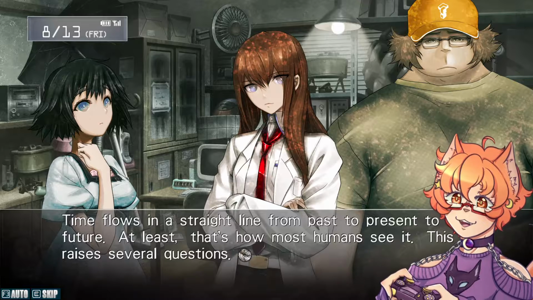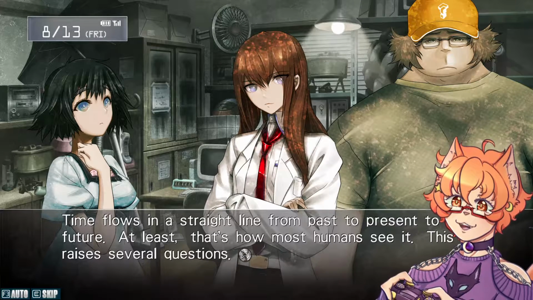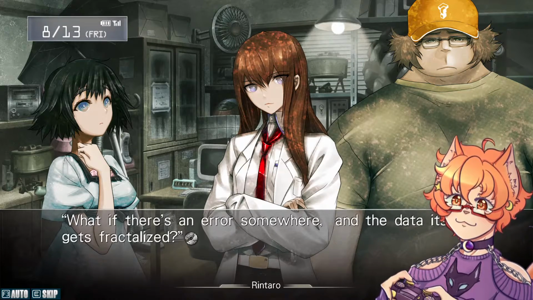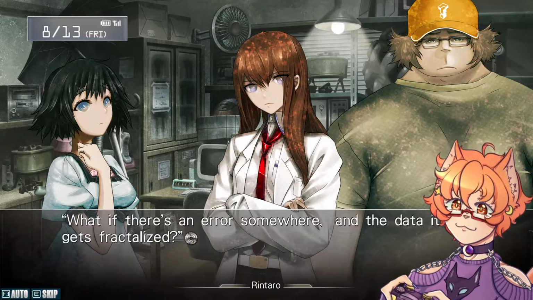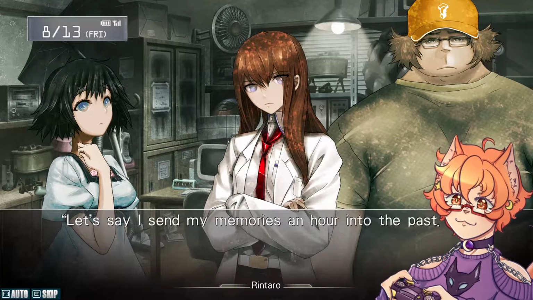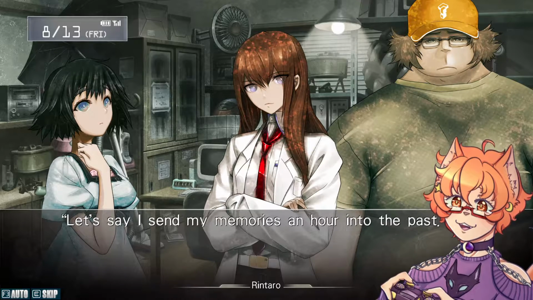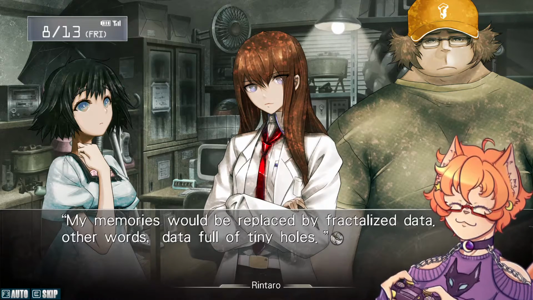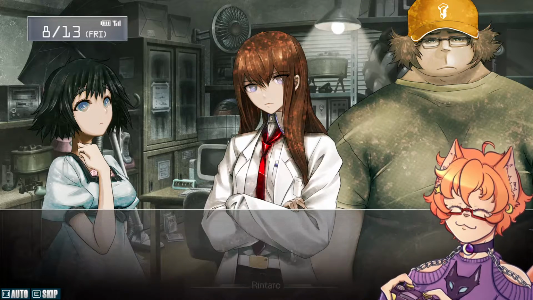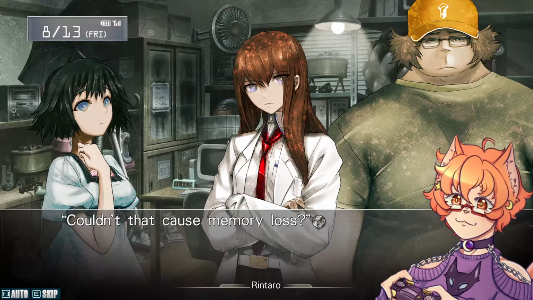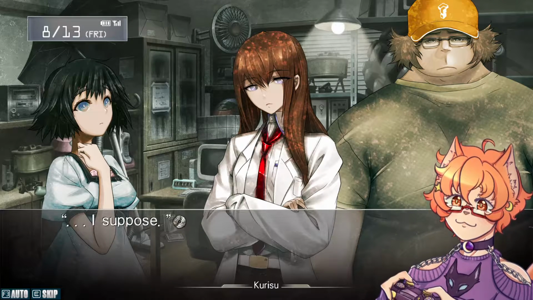Time flows in a straight line from past to present to future. At least that's how most humans see it. This raises several questions. What if there's an error somewhere and the data itself gets fractalized? Let's say I send my memories an hour into the past. My memories would be replaced by fractalized data. In other words, data full of tiny holes. Couldn't that cause memory loss? I suppose.